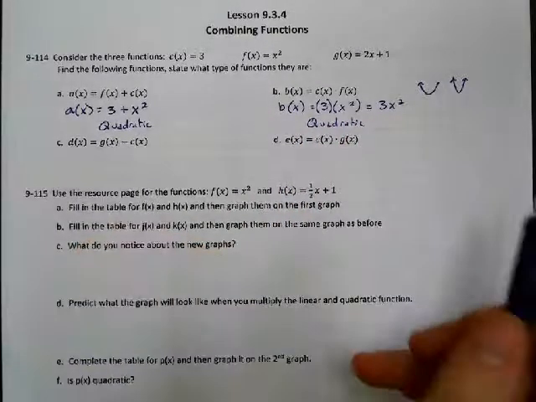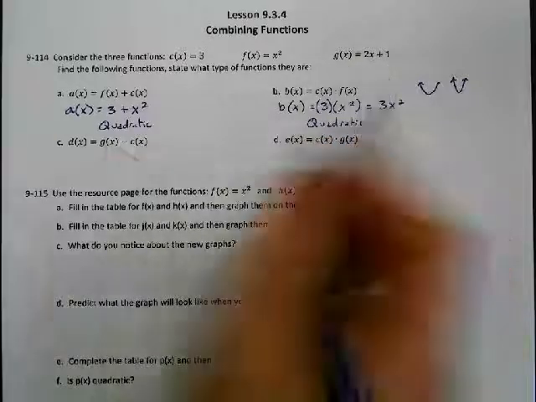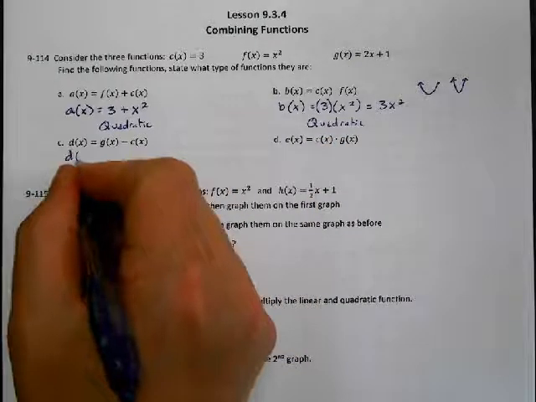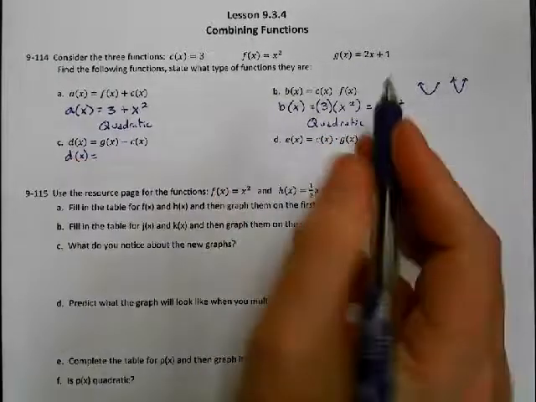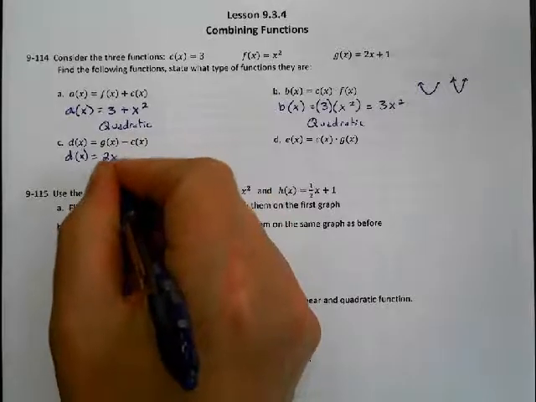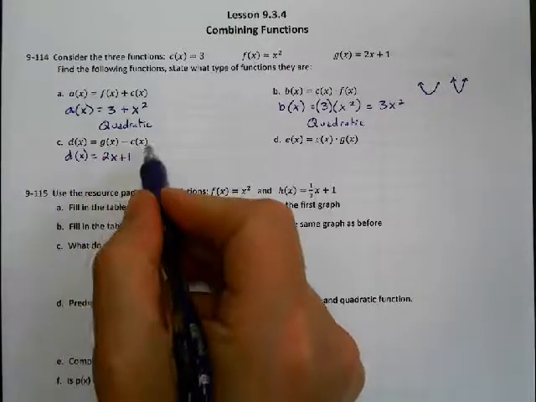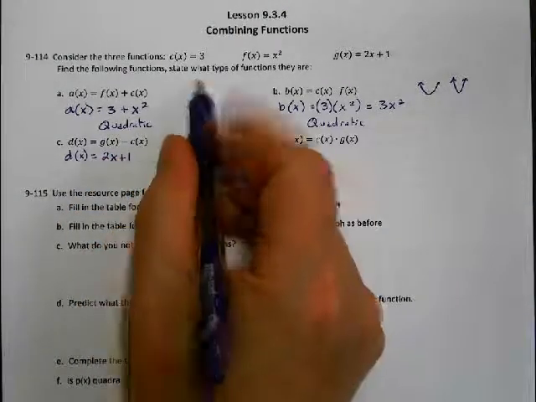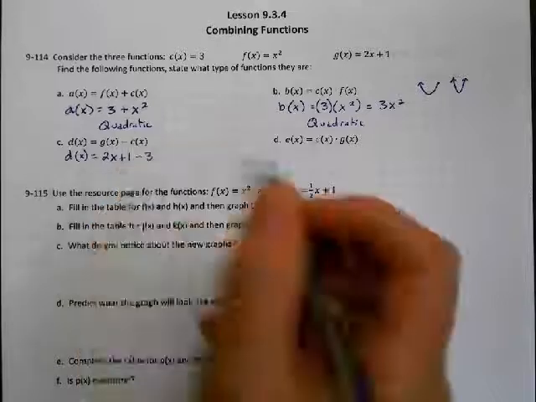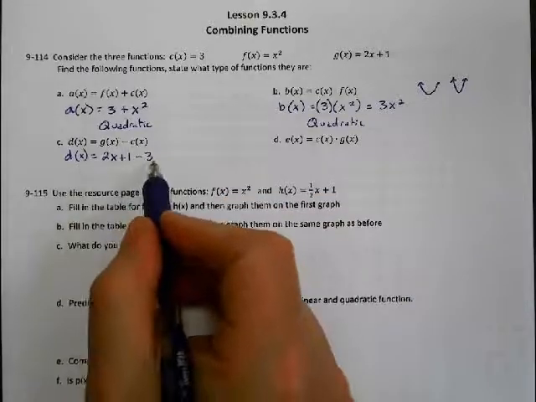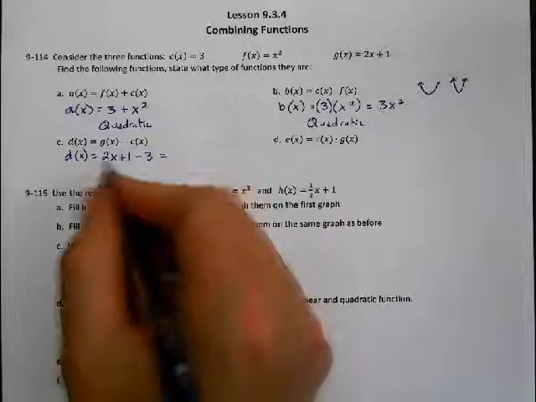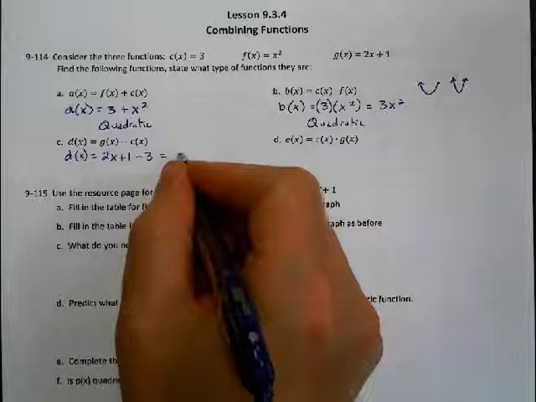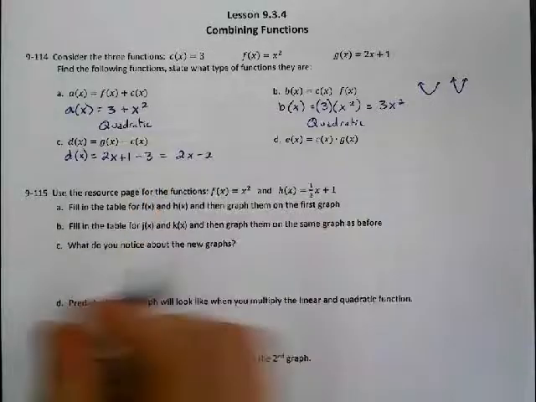G of x minus c of x. So here's g of x. G of x is 2x plus 1. And then I'm going to subtract c of x. C of x was a constant. So I've got a linear function here that I'm subtracting this constant from. And 2x plus 1 minus 3 is 2x minus 2.